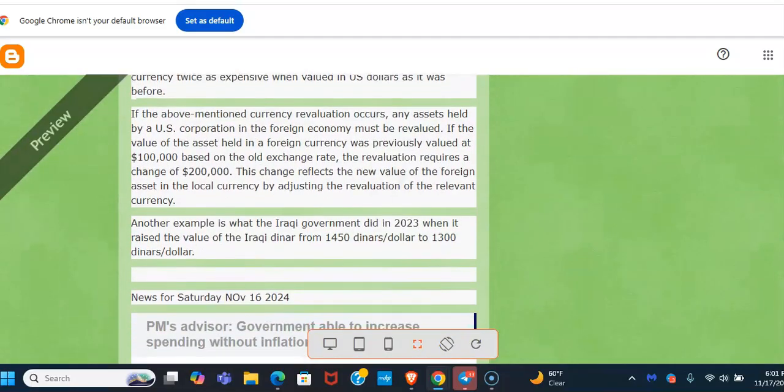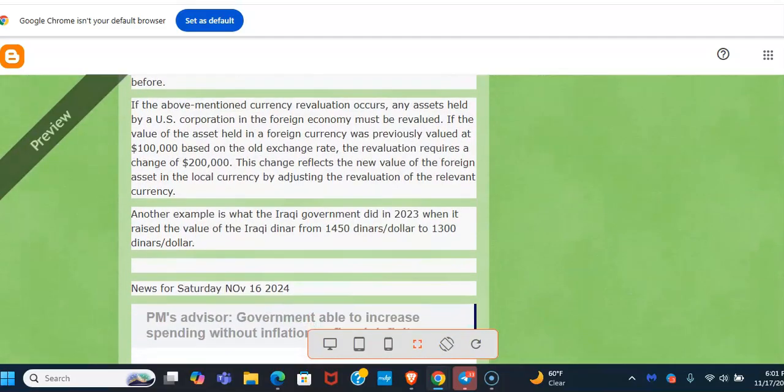All right. So if the above-mentioned currency revaluation occurs, any assets held by a U.S. corporation in the foreign economy must be revalued. If the value of the asset held in a foreign currency was previously valued at $100,000 based on the old exchange rate, the revaluation requires a change of $200,000. This change reflects the new value of the foreign asset in the local currency by adjusting the revaluation of the relevant currency. Then they give another example there.